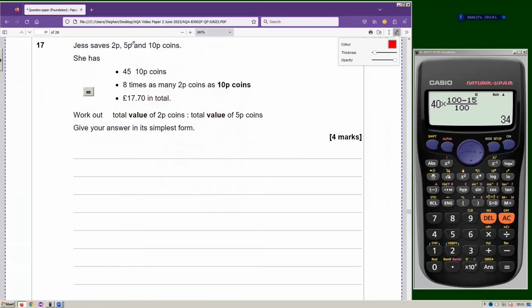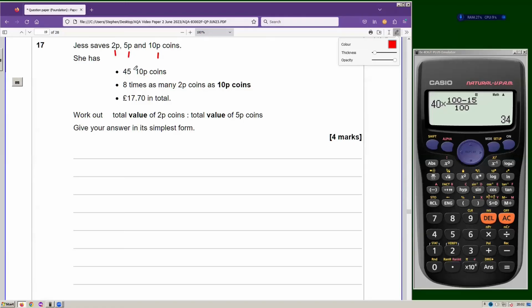Jess saves 2 pence, 5 pence and 10 pence coins. She has 45 10 pence coins. She has 8 times as many 2 pence coins as 10 pence coins. £17.70 in total. Work out the total value of the 2p coins and the total value of the 5 pence coins. So she's only saving 2 pence, 5 pence and 10 pence.